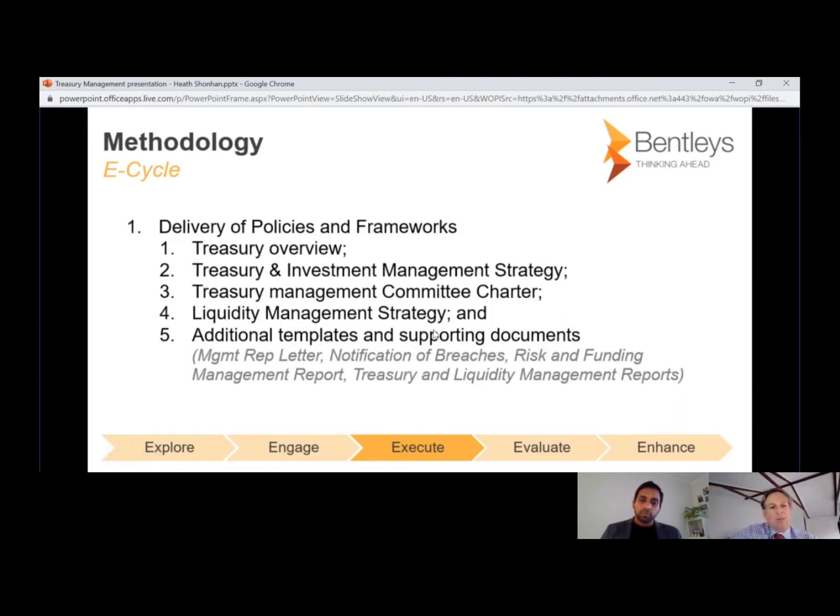And then you may well end up with a range of additional templates and supporting documents depending on your size and levels of capacity and capability. For larger organisations, in the toolkit that we recommend, there certainly is a management representation letter from managers involved in actually acquitting the responsibilities of treasury management up to those charged with responsibility. Certainly a notification of breaches form and register, risk and funding report, and some treasury and liquidity management checklists and reviews.